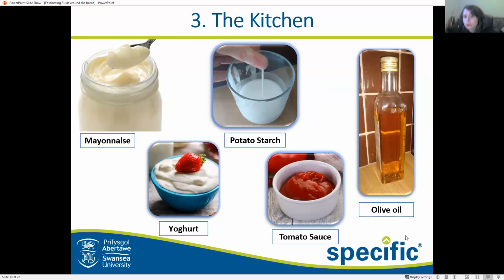So, moving on to the next room. What happens in the kitchen? Today we're going to go through a variety of different foods, which I all have with me. This will include mayonnaise, some potato starch, some olive oil, ketchup, and yogurt. Before we go in, I'd like you to try and think what sort of fluid types these things might be and see if what you think is actually the case.